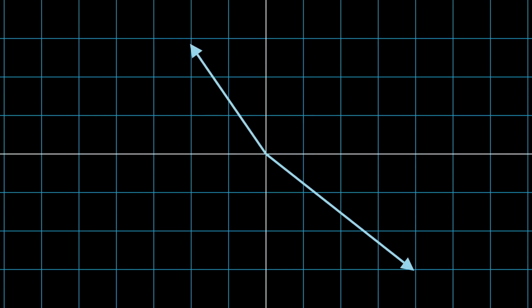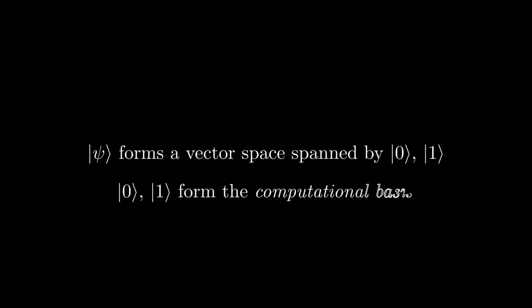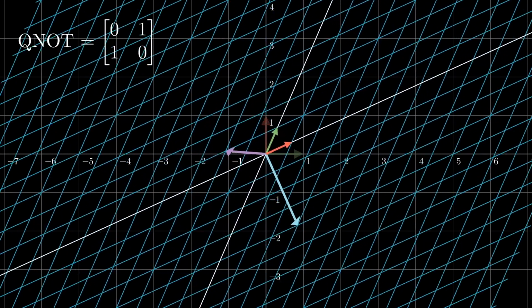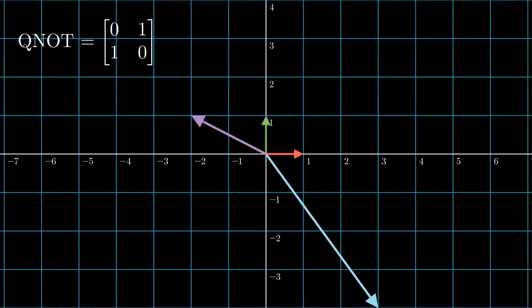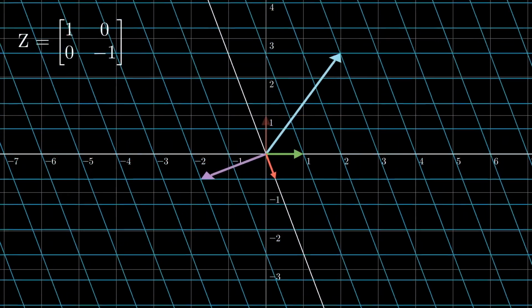Psi becomes what's known as a linear combination of 0 and 1. This is what's called a vector space that's spanned by 0 and 1. The values 0 and 1 form the computational basis. And because these vectors have a basis, we can do things like apply transformations on them, which we'll define in future videos as quantum gates.